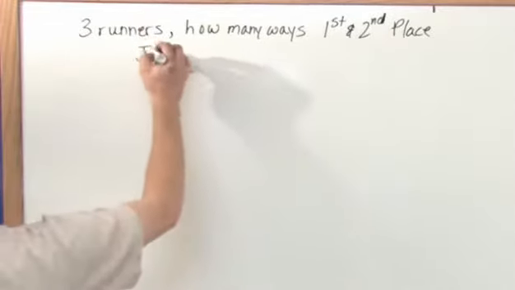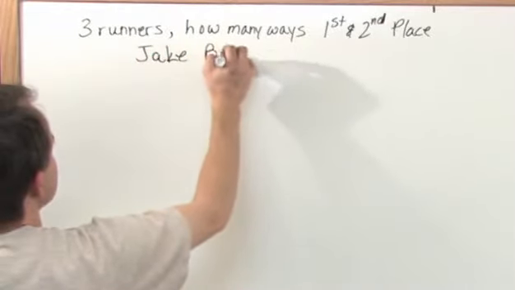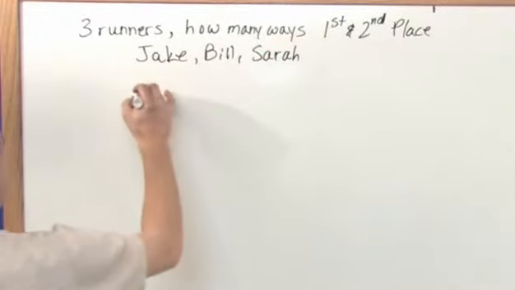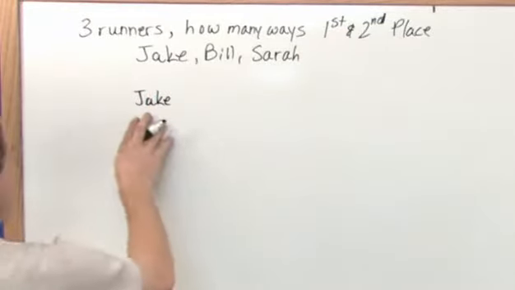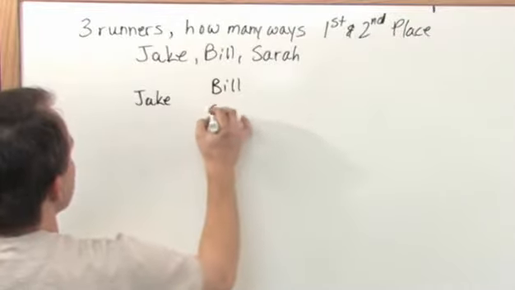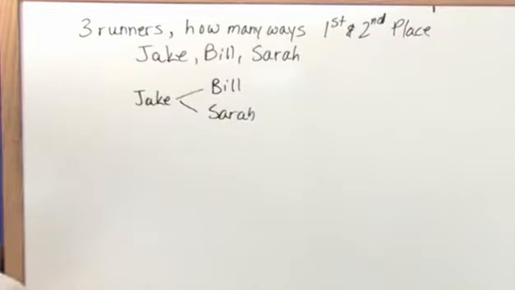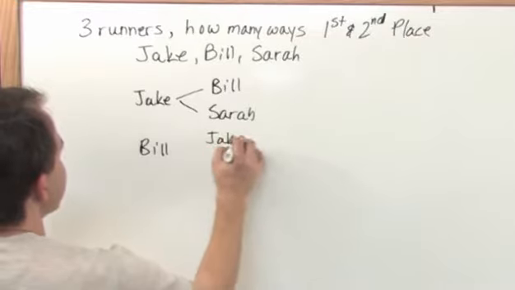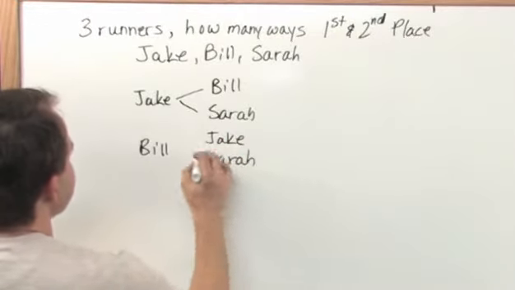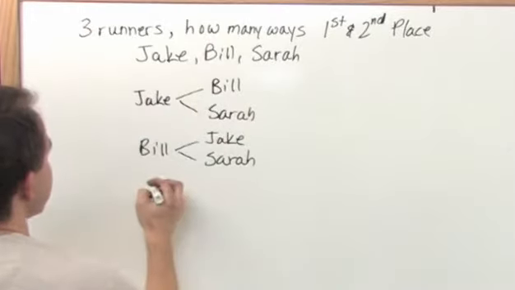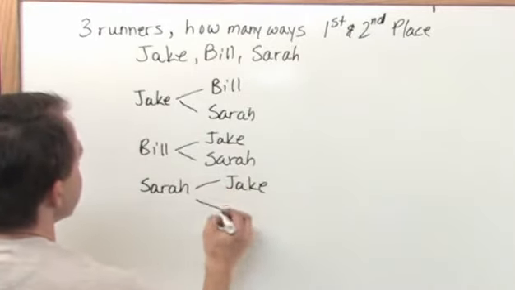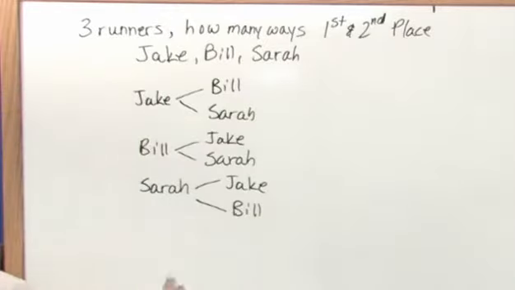So if I had, for instance, Jake, Bill, and Sarah, what we did in the last section is we built our tree diagram, right? We said, well, Jake can finish first, and once we pick Jake, then Bill could finish second, or Sarah could finish second, okay? And we also said, if Jake didn't finish first, let's say Bill finished first. Then Jake could finish second, or Sarah could finish second, okay? So this is first place, this is second place. And then if Sarah's the one to finish first, Jake could finish second, or Bill could finish second. So this is just a review. We did this in the last section. I'm just showing you for comparison purposes.